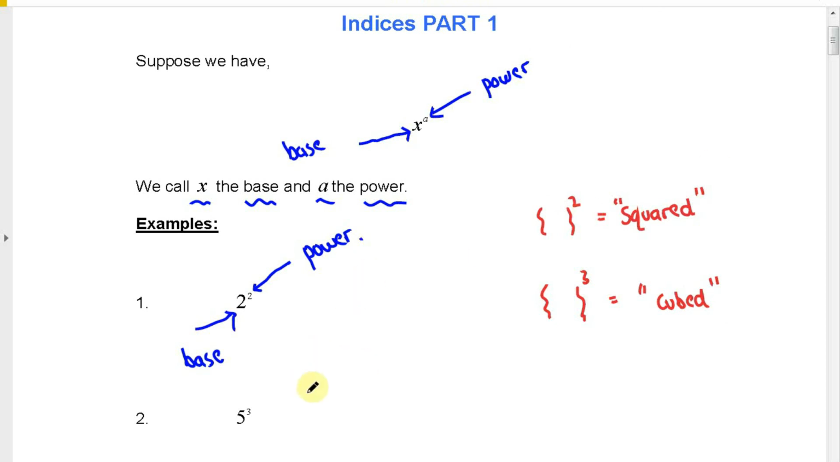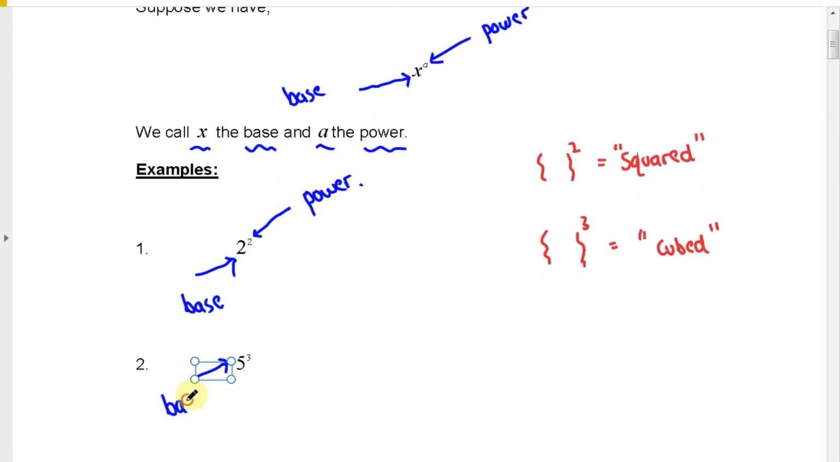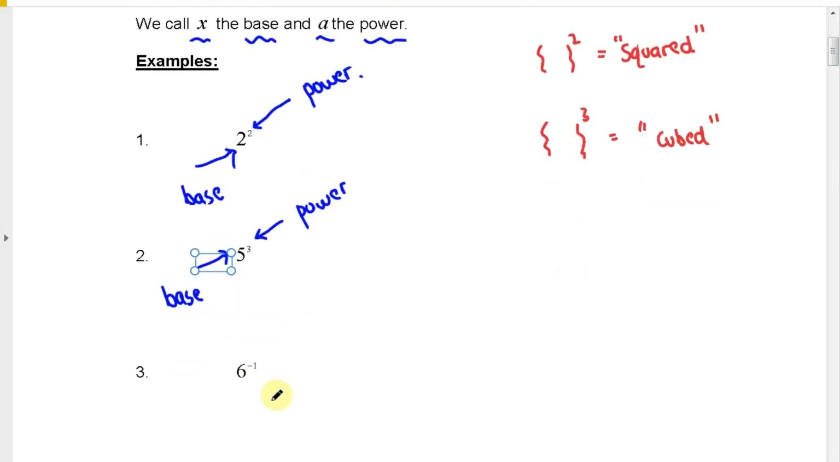Now let me go back to my blue colored pen, back to these examples. For number 2, 5 to the power 3: remember, power 3 means cubed, so you could say this as 5 cubed. Now the 5 is the base, and this 3 is the power. Going back to number 1, the term to the power 2 you could read as 2 squared. This term to the power 3, you would read as 5 cubed, or 5 to the power 3.